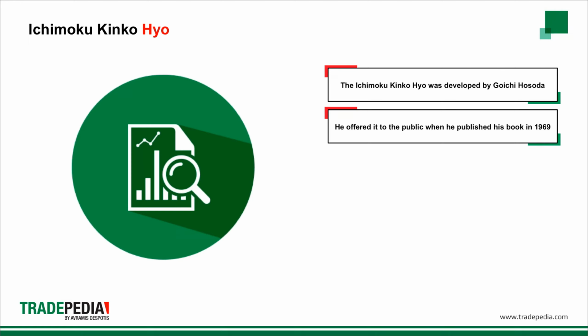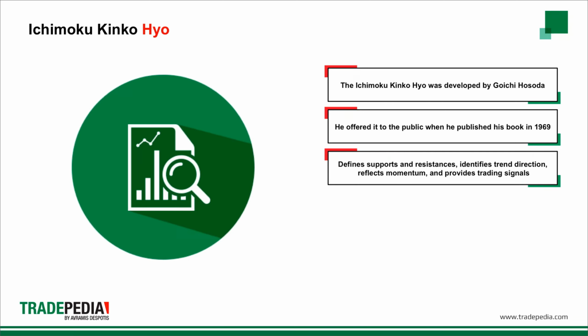The Ichimoku Cloud is a pretty versatile indicator. For those of you who are not familiar with it, later we'll load it on TradingView just to see what it does. This is basically an indicator that helps us identify support and resistance areas. It is also what we call a trend following indicator, so it identifies the trend direction. It also reflects the momentum, and because of all of this, we can use it to provide us with trading signals.